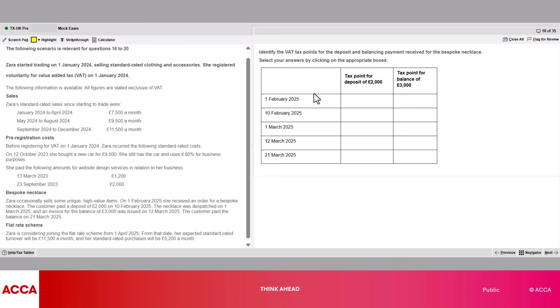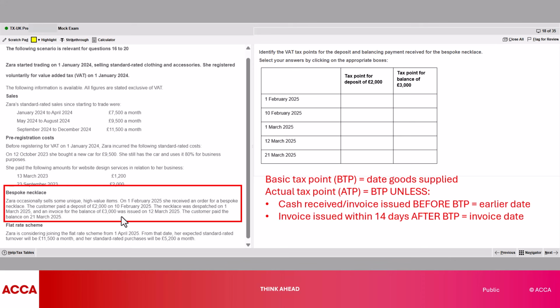And we have to identify the tax points for a deposit and a balancing payment for the bespoke necklace, and the information down near the bottom there, the bespoke necklace. So Zara received an order, customer paid a deposit, she dispatched the necklace, issued an invoice for the balance, and then the customer made the payment sometime later. And it's quite a clever question, this one, because we've got a choice of all of the dates mentioned, and we have to click to say which is going to be the relevant date for the deposit and which is going to be the relevant date for the balance.